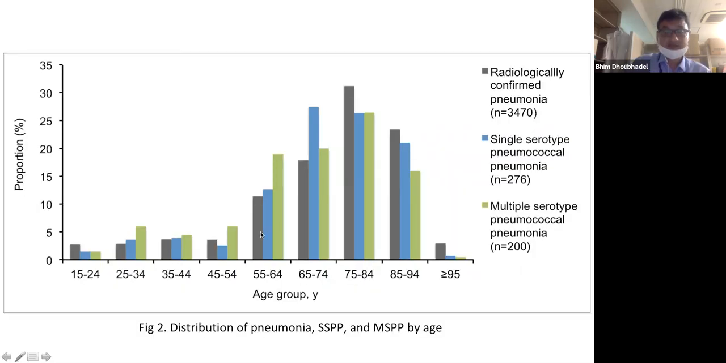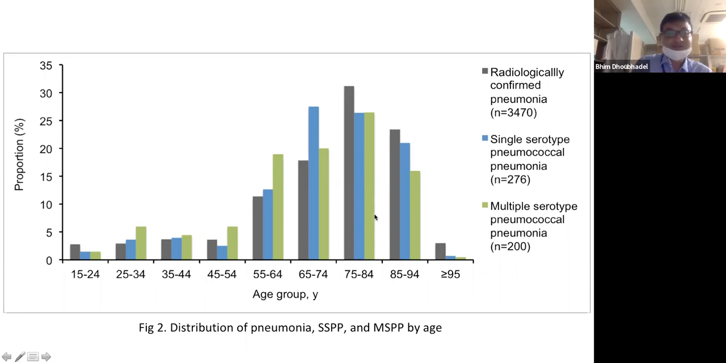So for the distributions by age, the black one shows the total pneumonia cases, the blue one single serotype pneumococcal pneumonia, and the green one is multiple serotype pneumococcal pneumonia. So at the age of 65, if you look before 65, this green bar is taller than the other bars. So I think the proportion of multiple serotype is higher than single serotype. And after this, it's lower than the pneumonia as well as the single serotype pneumonia.